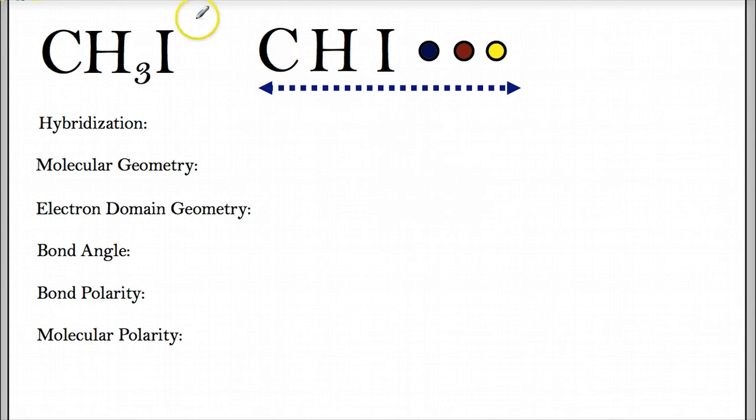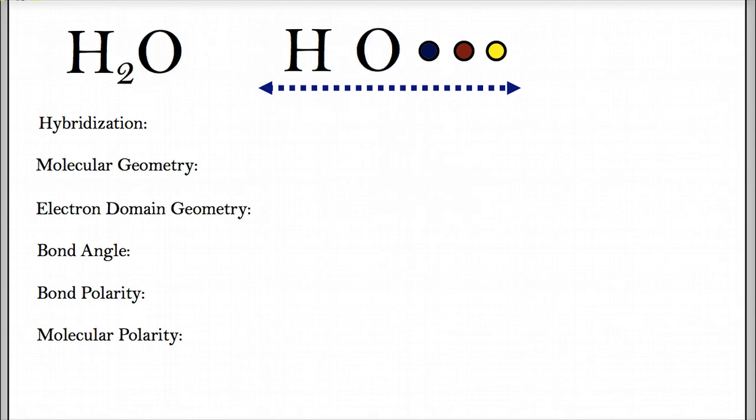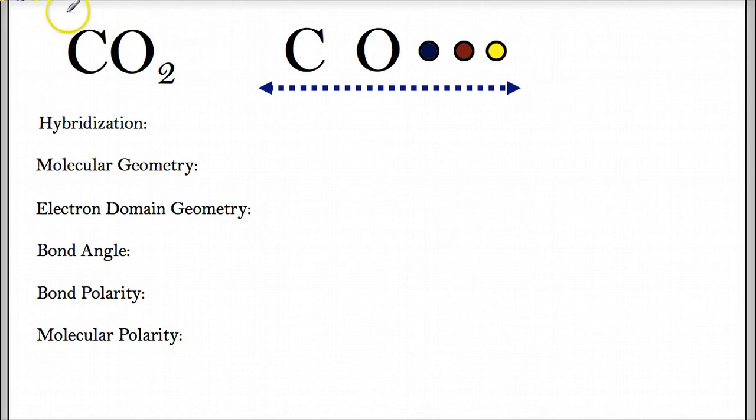CH3I. Okay, I want to kind of jump around. Let's do CO2, and this will be the last one I do. I think you got enough to continue doing this. Okay, so carbon. I can do this.